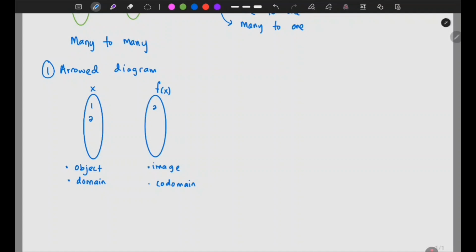For example, 1 becoming 2, 2 becoming 3, 3 becoming 4, 4 becoming 5. So this is one way to represent a function. One is using arrow diagram. Yeah, there are a lot of ways to represent. Arrow diagram is one of the ways. Next, we will use a graph method. We will also use a graph.